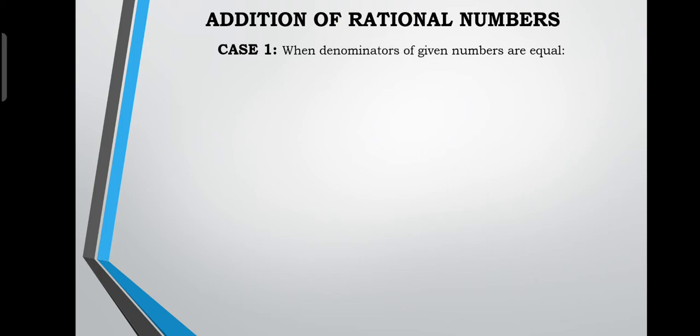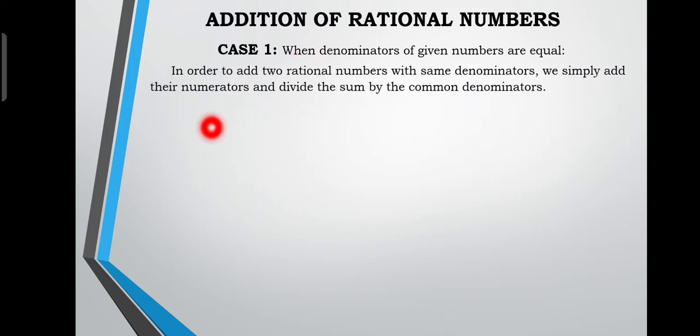In the addition of rational numbers, we will have two cases. Case number 1: when the denominators of the given numbers are equal. When the denominators are equal, how can we add? In order to add two rational numbers with the same denominator, we simply add the numerators and divide the sum by the common denominator. If the denominators are same, we can simply add the numerators. That is what they are saying in case 1.